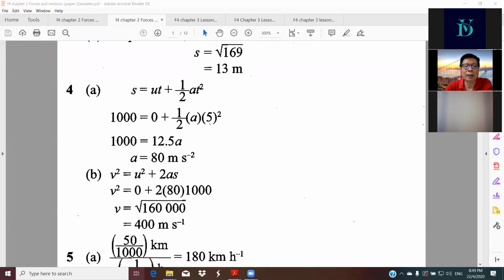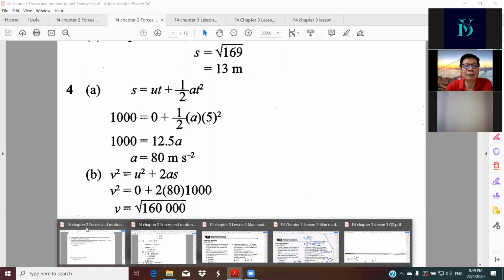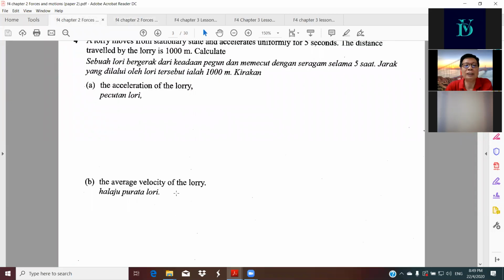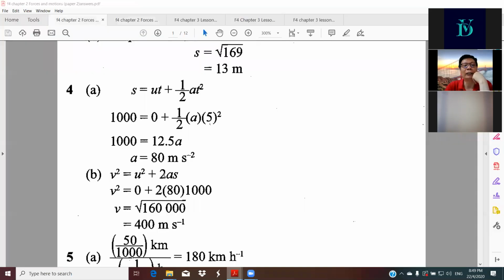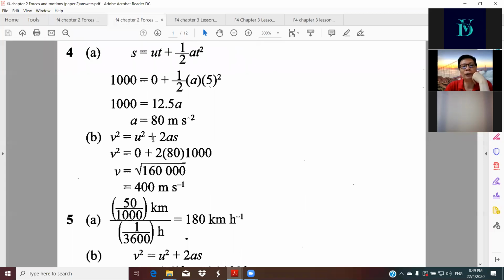Okay, this is the answer for acceleration. The second question asks for the average velocity. Find the velocity now. So use another formula: v squared equals u squared plus 2as. u, you know, is 0 since stationary initially, right? a, you got the answer here, 80. s, displacement is 1,000. So solve the equation and you get 400. So this is the velocity. Okay, question number 4.